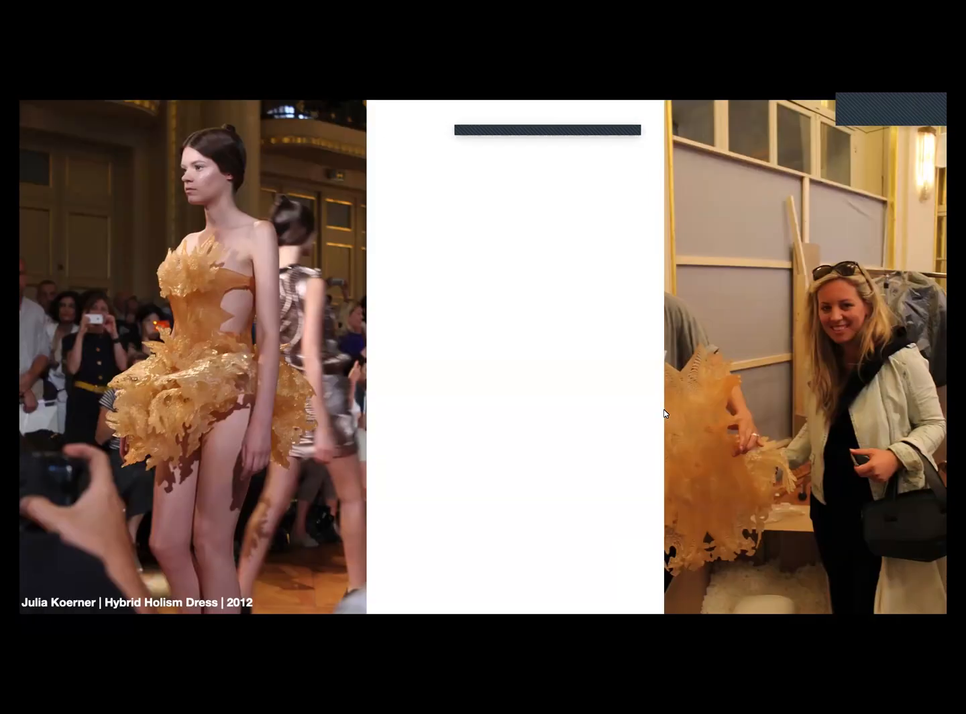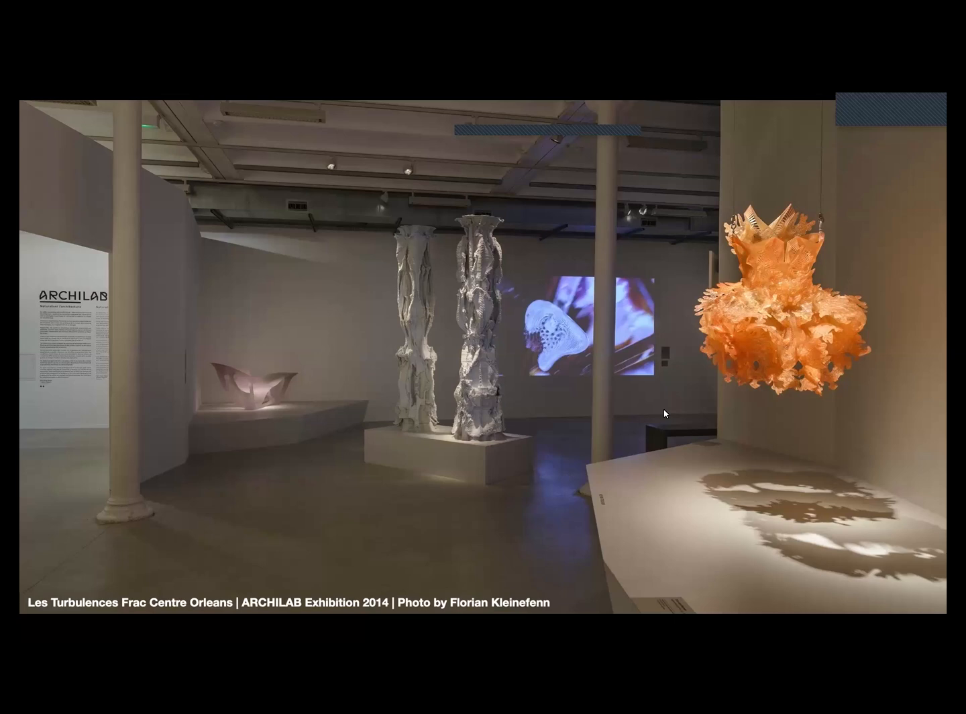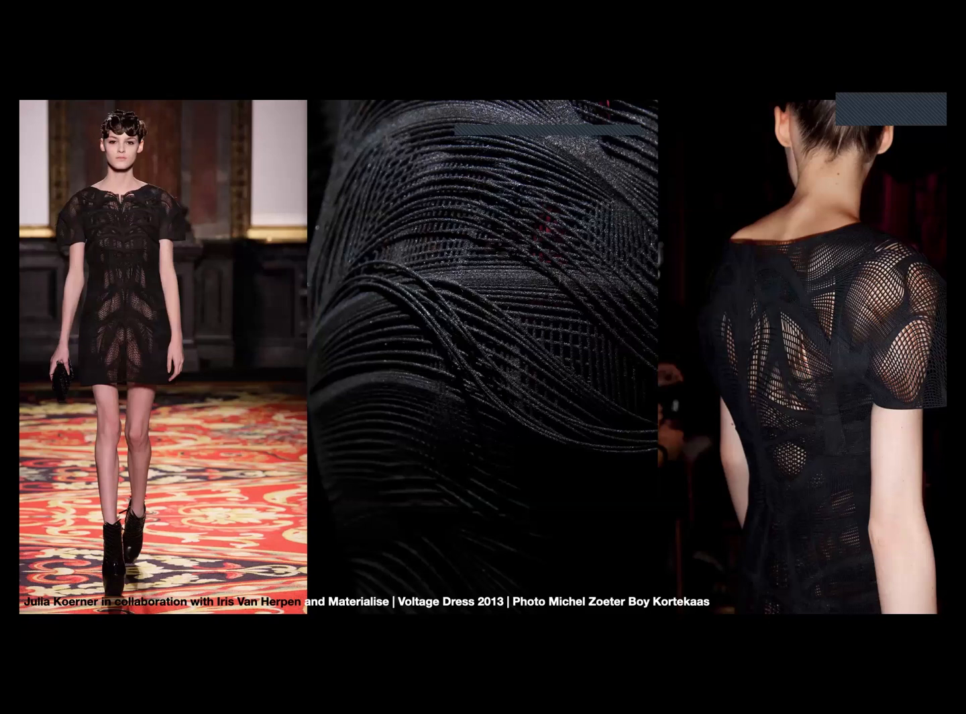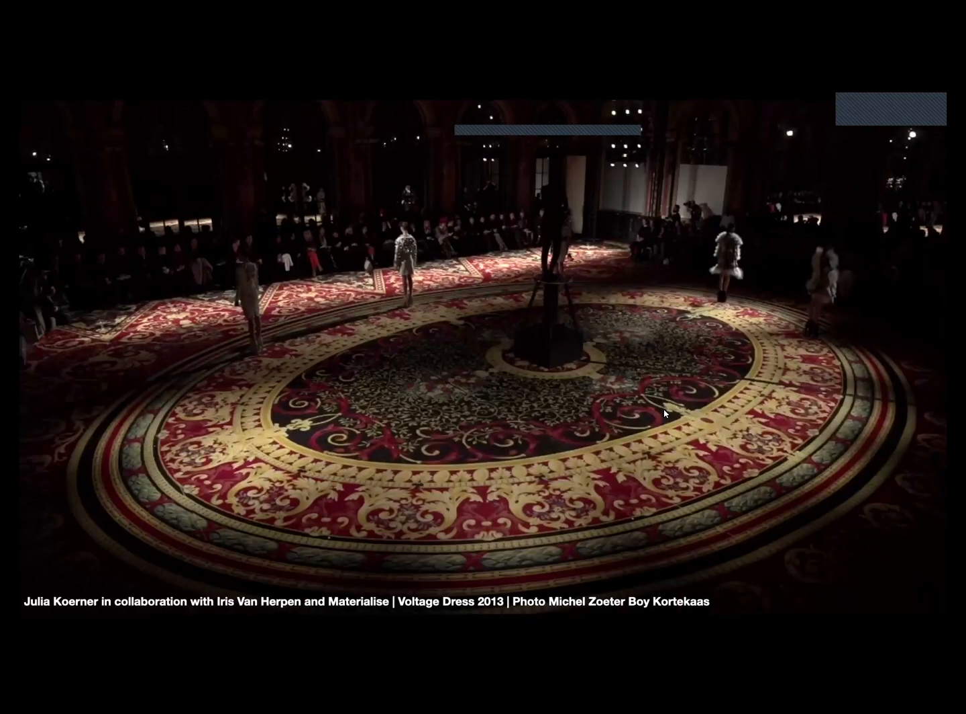There's a picture of me being in Paris and seeing it in person. And the interesting thing, it made it then into architecture exhibitions, such as the Archilab in Orléans, but also into fashion exhibitions. This was Manus Ex Machina at the Met in 2016. That led to another collaboration with Iris van Herpen on the first ever 3D printed dress with flexible material. And at that time, the material had no name. You can see it. It was showcased at the show in 2013.